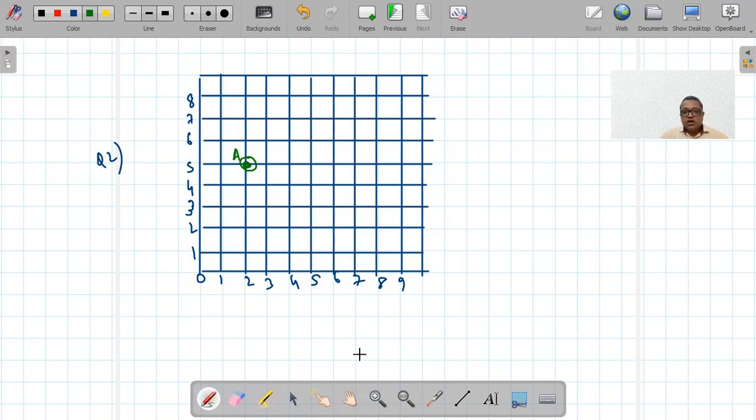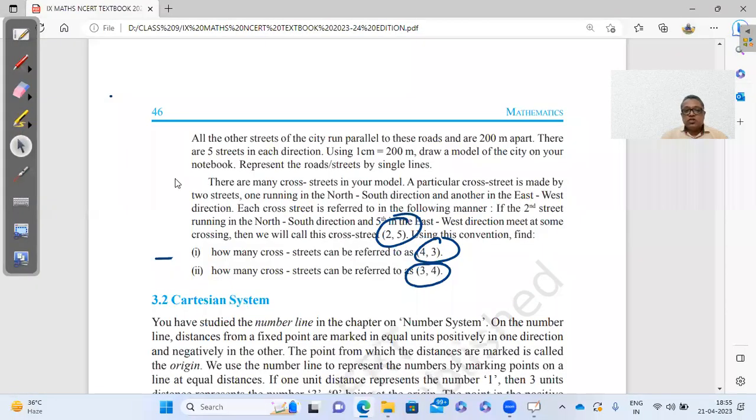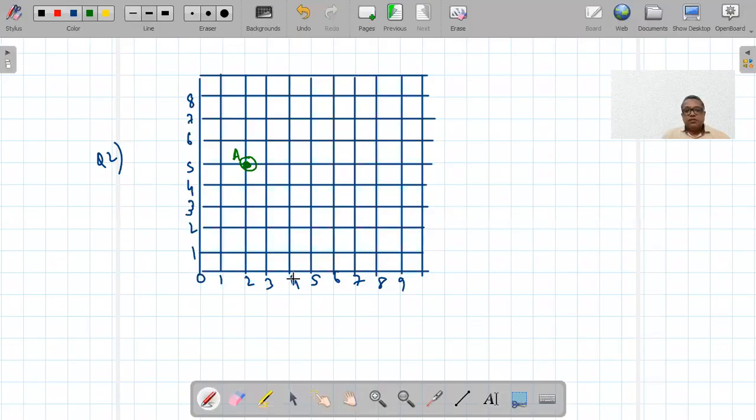Then here you are having the second one, that is 4, 3 and then 3, 4. 4, 3 is here. X is 4, Y is 3. And then 3, 4. This is my third point. So these are unique points.